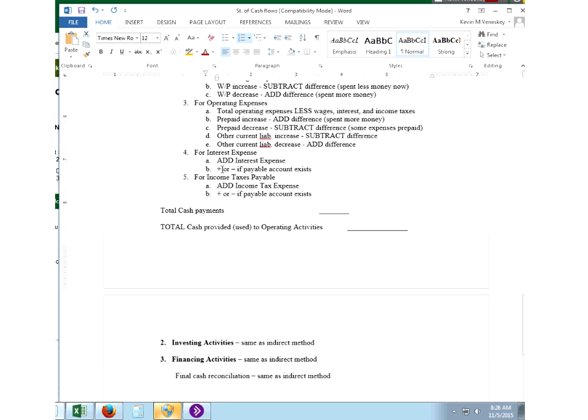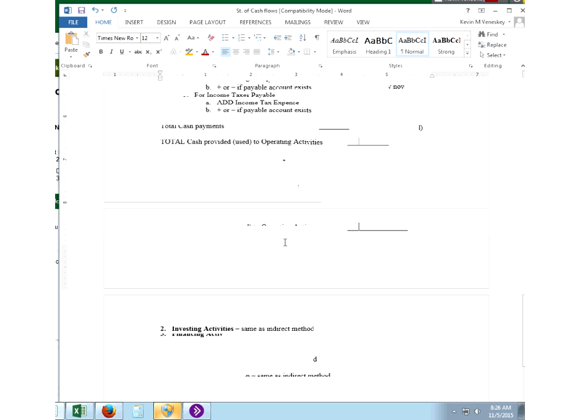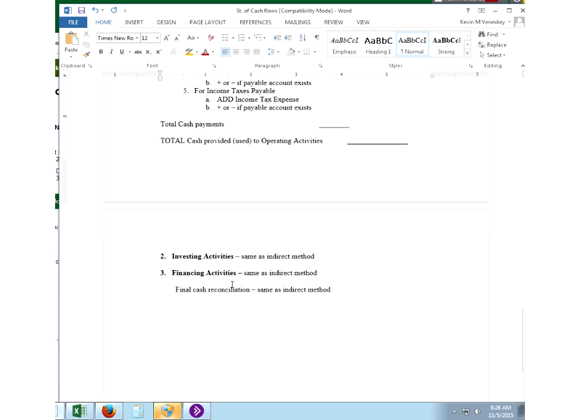Then we're going to get down to our last two, interest and then income taxes. A lot of times these won't have a corresponding payable account, at least in our problems. So that's why I just put the plus or minus if a payable account for that does exist. But I don't believe in our homework that it does. So we're going to add up all of our cash payments and then total our cash receipts less our payments to get our final cash from operating. And then, as I mentioned, the investing, financing, and cash reconciliations are done exactly the same way as the investing section.